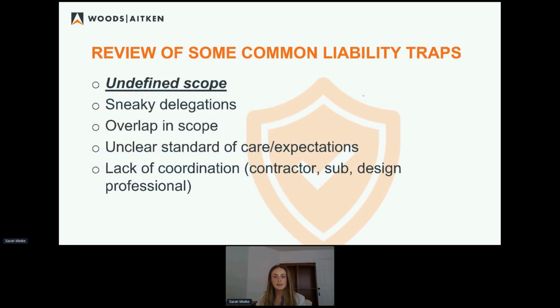So, risk mitigation. This is obviously one of the points maybe of more interest. What do you do, right? Design delegation clearly opens up a world of hurt if you don't handle it right. So what do you do? Well, first, just to review some of the common liability traps: undefined scope, those sneaky delegations, scope overlap, unclear standard of care expectations, and maybe some lack of coordination that contributes to all of the above.